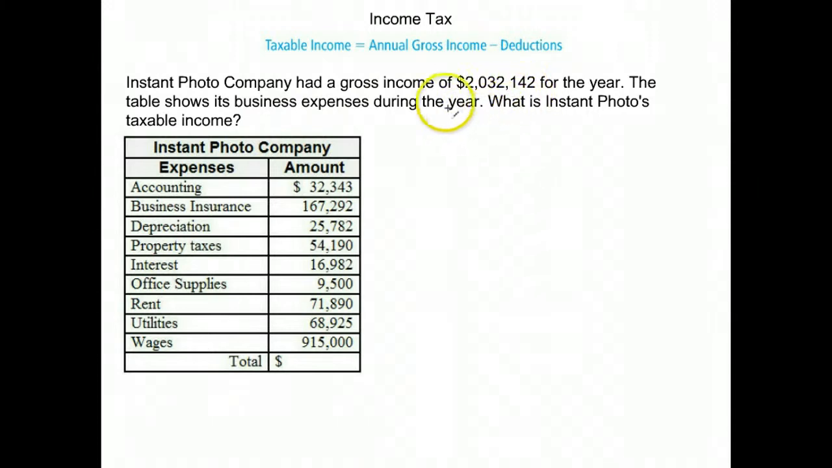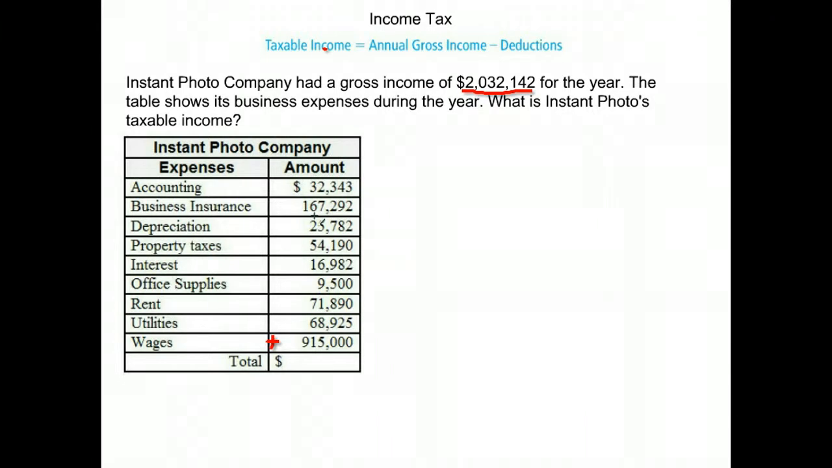Okay, so here is our gross income. We want to know what's the taxable income. Well, the taxable income is your gross income minus your deductions, and they can deduct all of these expenses. So what we first need to do is total all of these expenses so that we know what they can deduct. We're going to total those up.